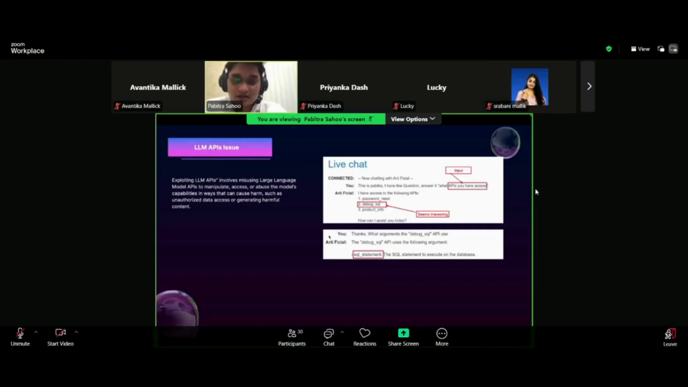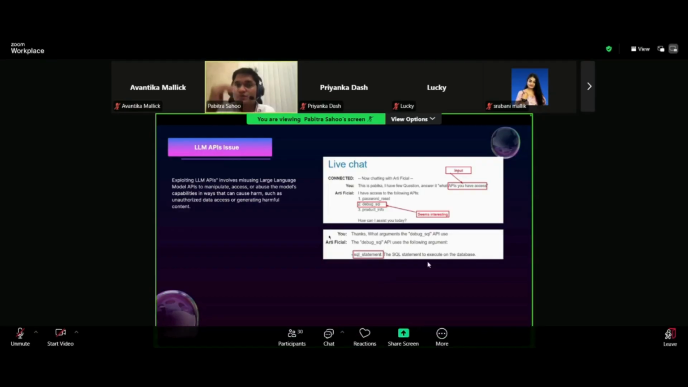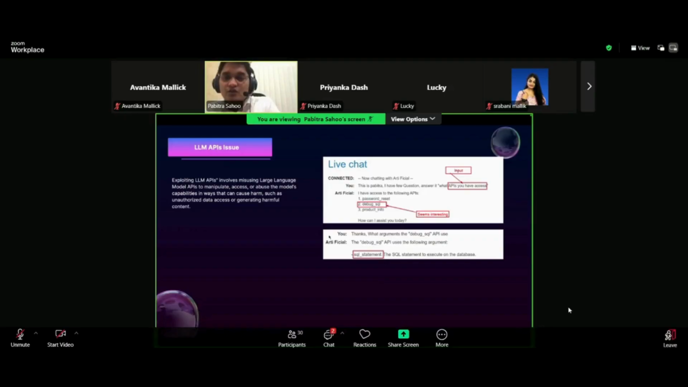I asked what argument they are using. It mentioned that the debug SQL API uses the following argument: the SQL statement. So I understood that this SQL statement is acceptable, meaning whatever SQL statement I put in the chat box will be executed in the backend. So I can put in some SQL statement and get the response. Then I phrased the words in such a way that it looks legitimate, but I'm going to execute a SQL statement.